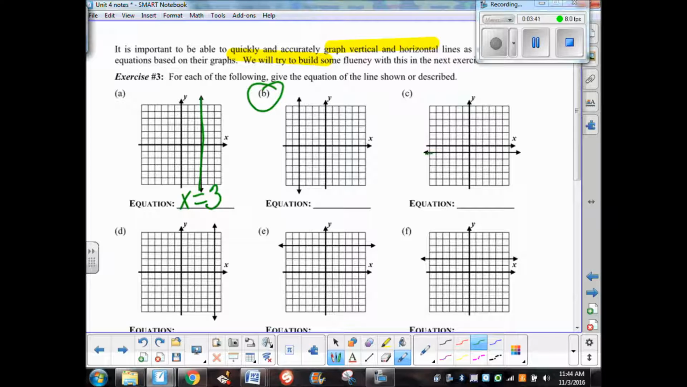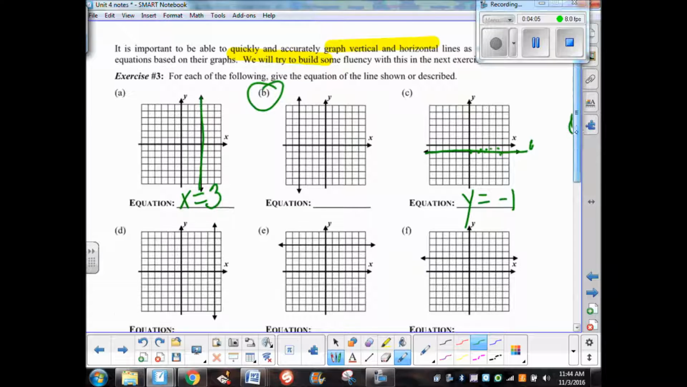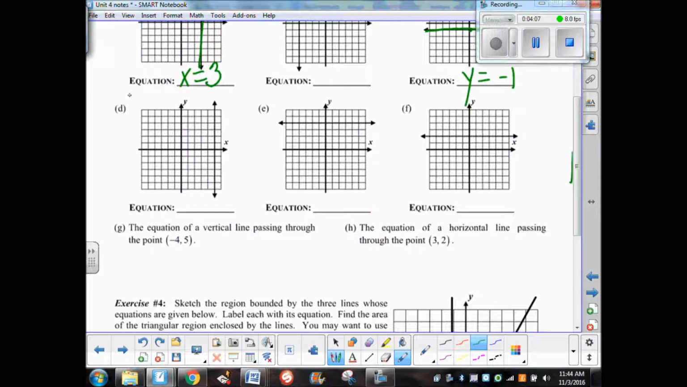Let's do C together. Nice horizontal line, never crosses the x-axis, and that goes through y equals -1. Any point along this line, the y value is going to be -1. Come to class with, where'd my stylus go? There we go. Sorry, little technical difficulties here. You are going to do D, E, and F.